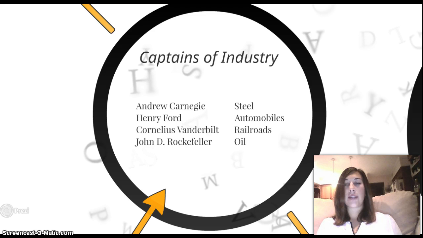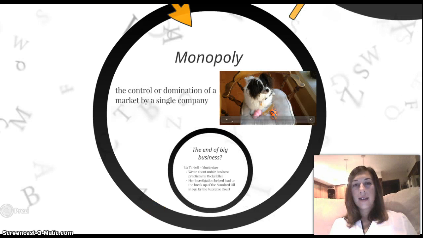And finally, you have John D. Rockefeller, who's the captain of the oil industry. His company name is Standard Oil, and we will be looking at him a little bit more closely this week with monopolies. A monopoly is the control or domination of a market by a single company. So in a moment, you're going to see Bella has a monopoly on her toys. She is dominating them. No one else has them. She's sitting with them, and she's happy. So I'll show you her again.